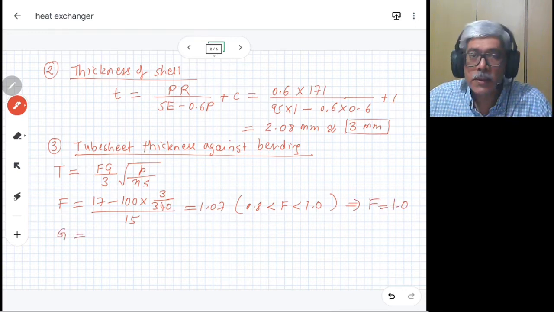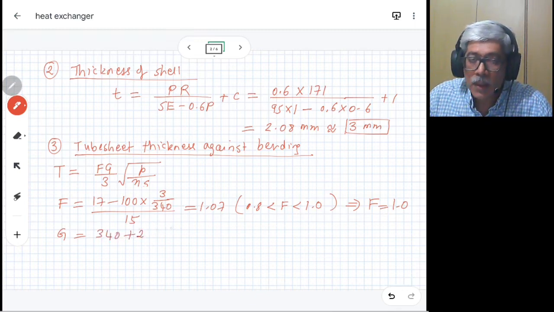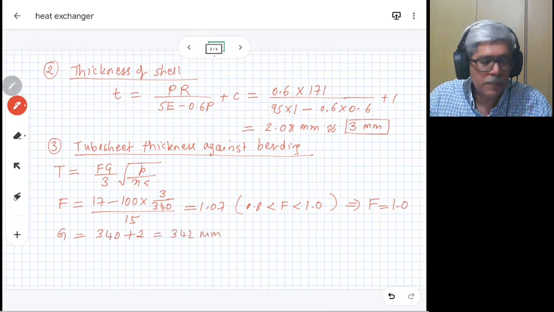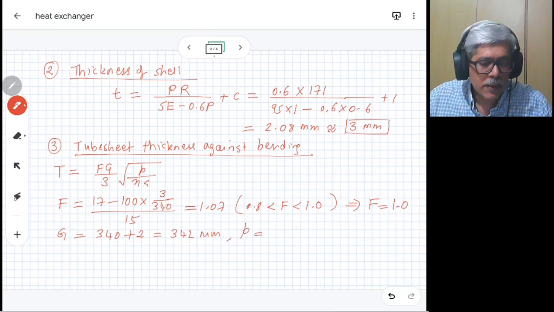G is defined as the diameter of channel or shell for the welded case. So it will be 340, which is uncorroded, plus 2 millimeter corrosion on diameter. So this will be 342 millimeters. The pressure P is given as the shell side pressure, higher pressure we are considering, 0.6 Newton per millimeter square.